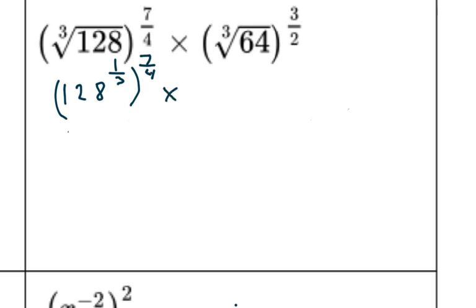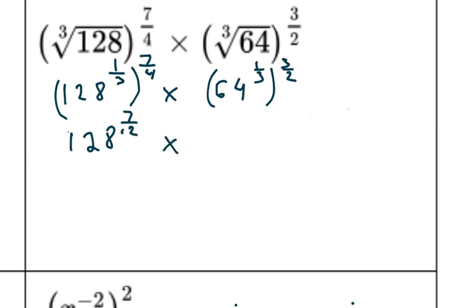Now, next one, here I have 64, also raised to the power of 1 over 3, and outside the parentheses I also have the power of 3 over 2. Okay, now we can apply the power rule, which means I'm going to multiply my exponents. 1 times 7 is 7, and 3 times 4, I have 12 as my denominator, times 64, and here I can simplify.